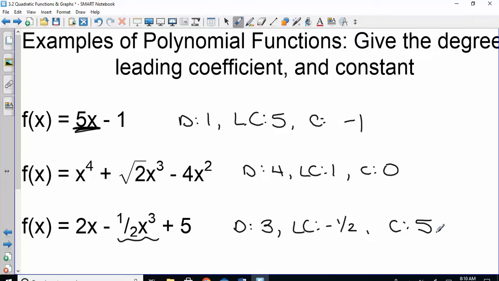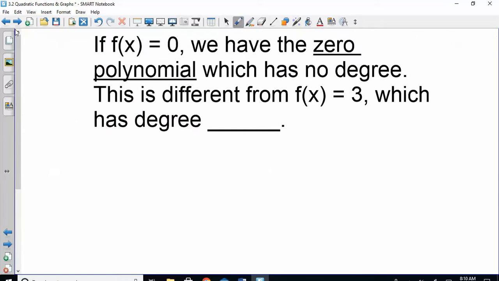So the rest of the day, we're going to be dealing with a specific type of polynomial. One last thing to mention along these lines. If our function is just equal to 0, we call that the 0 polynomial, and it has no degree. The reason is 0 is the same as 0x or 0x squared or 0x cubed. I could put any power of x with it, so I can't just pinpoint a single degree.